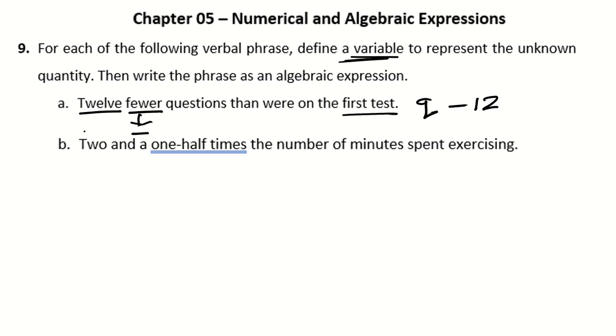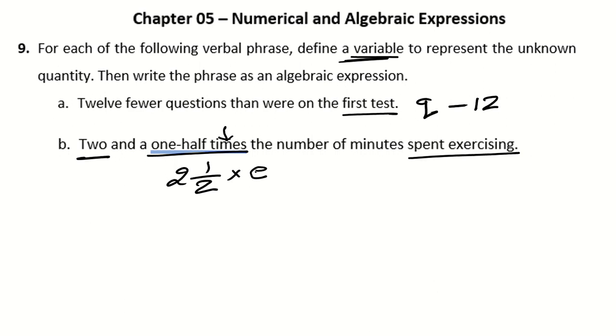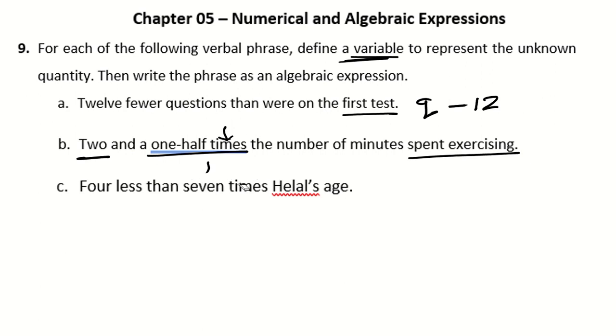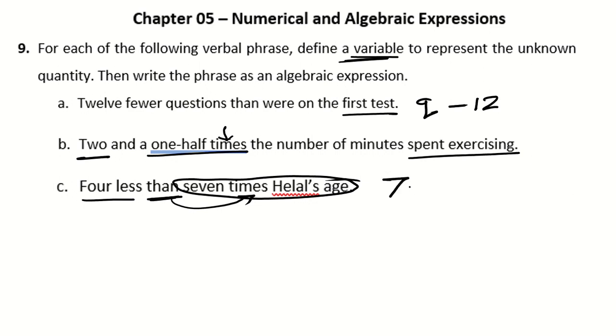Now, another one is 2 and 1/2 times the number of minutes spent exercising. What calculation do we use for times? Multiplication. And for exercising, I am taking the variable e. Again, you can take any letter, it's not a big deal. Now another one is 4 less than 7 times Hilal's age. What I told you is that after than, it comes before. So here it comes, 7 times Hilal's age, less 4. 4 will go last and what comes after than will become first. So 7h minus 4 will be the answer.